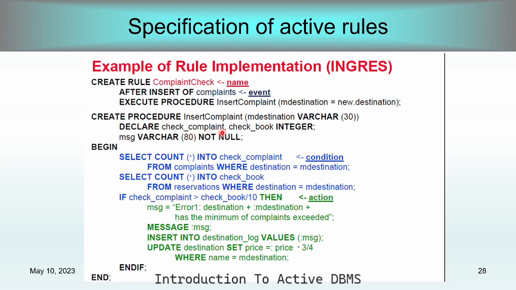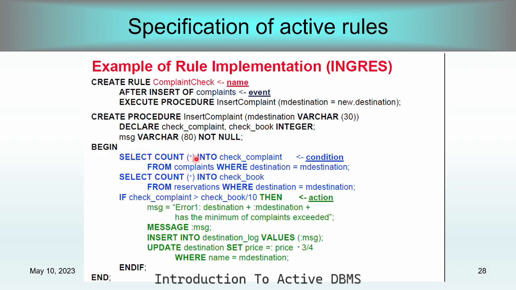You need to check complaint. You need to check book, and you have another parameter of message. So this is the procedure you have defined in the place of action. Now you will define the rule entirely in broad description.